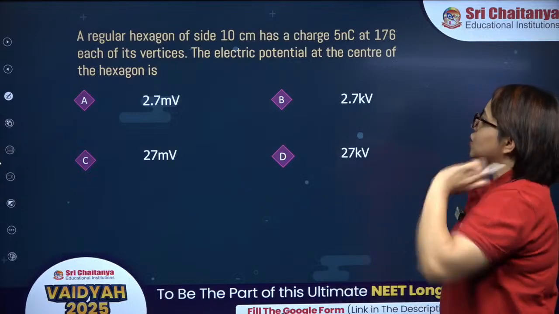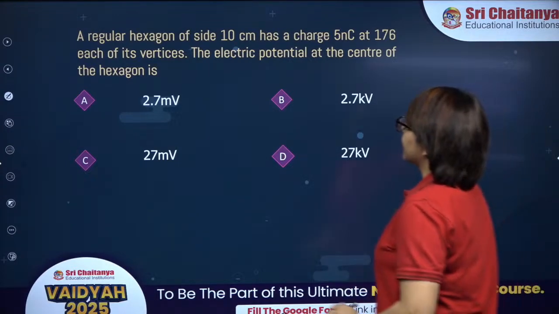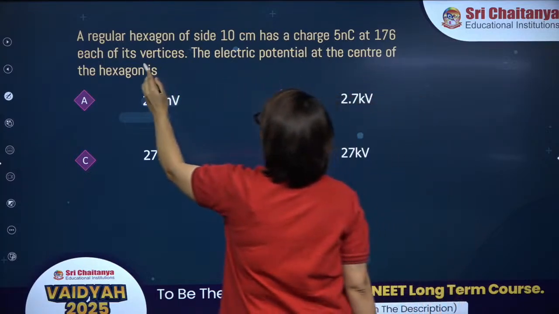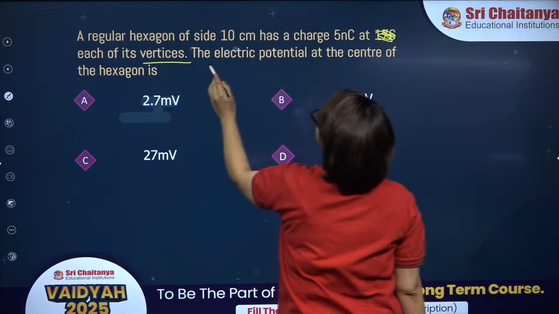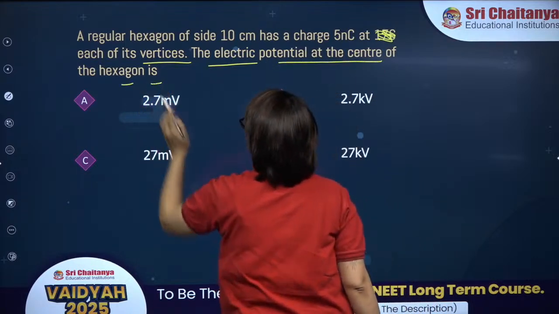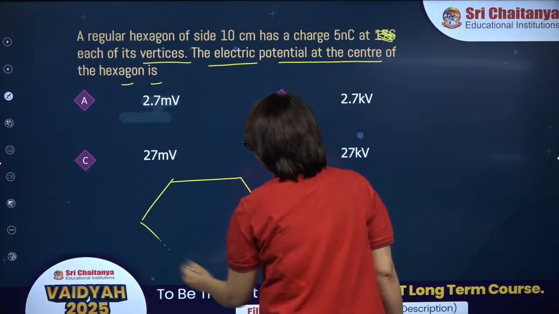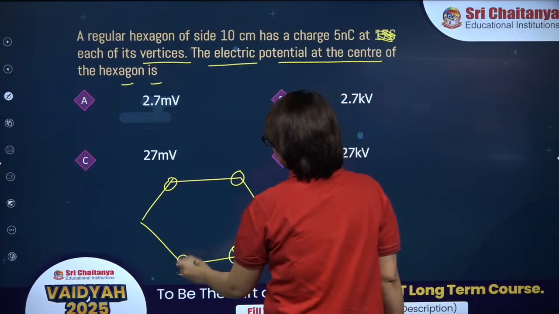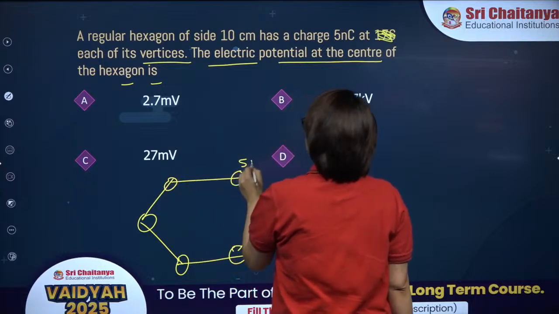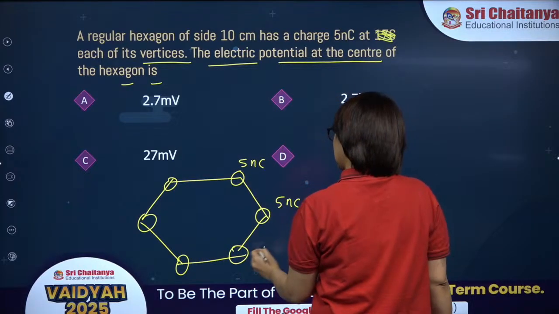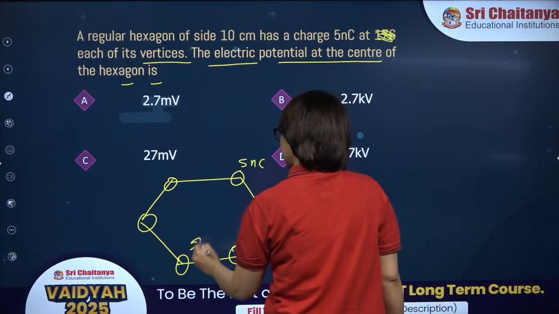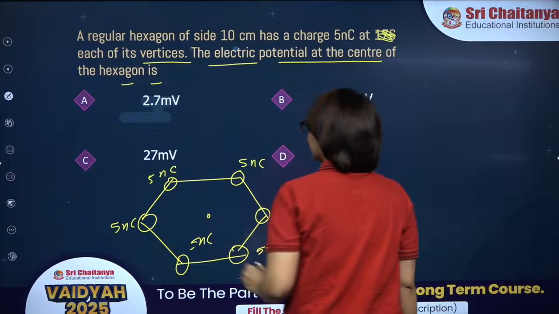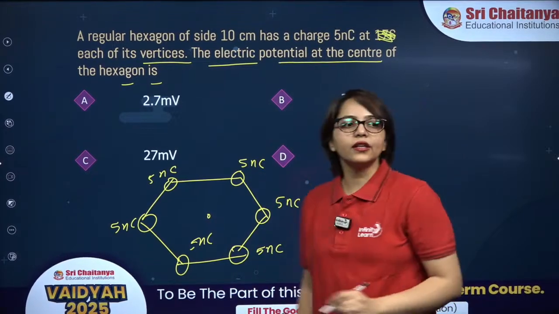Alright, so let's start with question number 1. A regular hexagon of side 10 centimeter has a charge of 5 nanocoulomb at each of its vertices. The electric potential at the center of the hexagon is. So we have a regular hexagon like this, and at each corner we have a 5 nanocoulomb charge, and we have to find the electric potential due to these charges at the center of the hexagon.